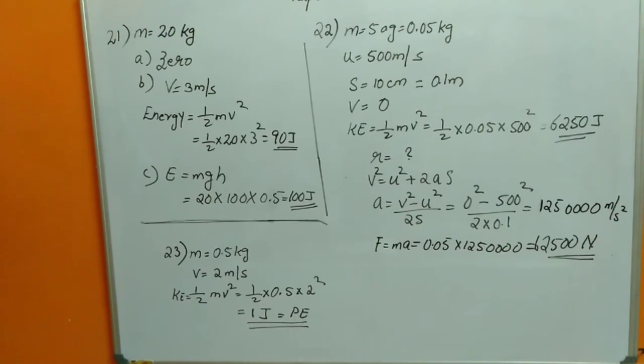Next, question number 21. How much energy is gained by a box of mass 20 kilogram? Mass is given, 20 kg. When a man carrying the box waits for 5 minutes for the bus. So a person is standing at the bus stop carrying a box of 20 kg for 5 minutes. You are asked to find how much energy is spent.